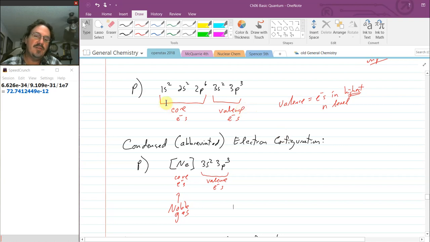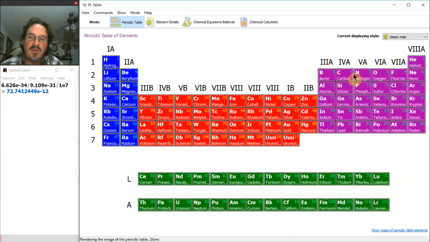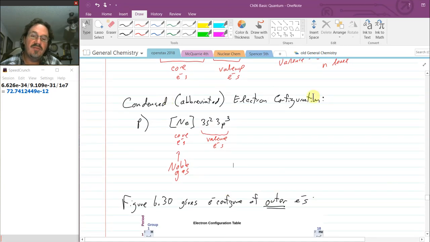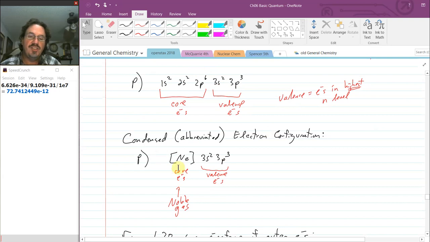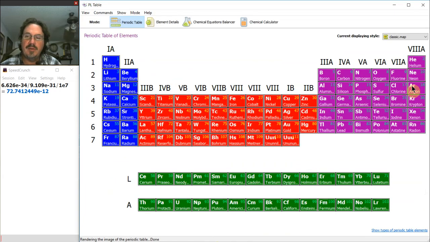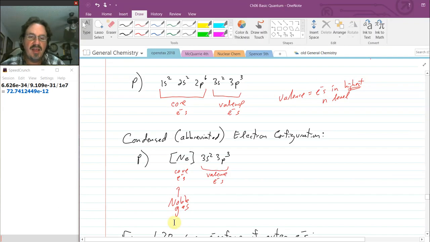The core electrons, if you look at this, go through 2p6 on the periodic table. Here's the 2p, 1, 2, 3, 4, 5, 6. It's this noble gas neon. And so the condensed, or abbreviated, electron configuration says, instead of writing out all those core electrons, just say neon. Neon brings you up to 2p6. I know it does because I have a periodic table. There's neon, and it's at the end of the 2p6 level. So I've got all the electrons, 1s2, 2s2, and 2p6, all wrapped up in the designation of neon in square brackets. Those are my core electrons.